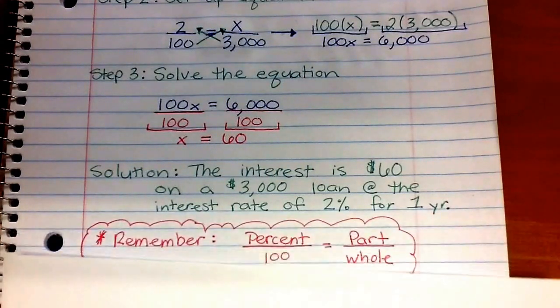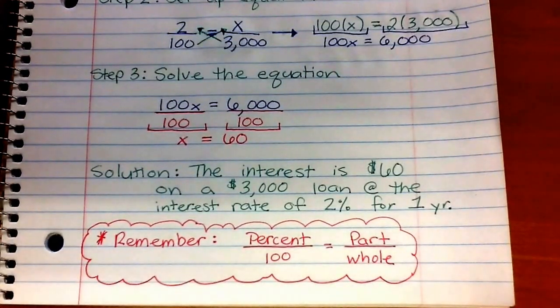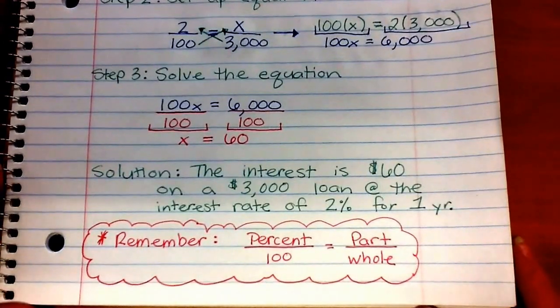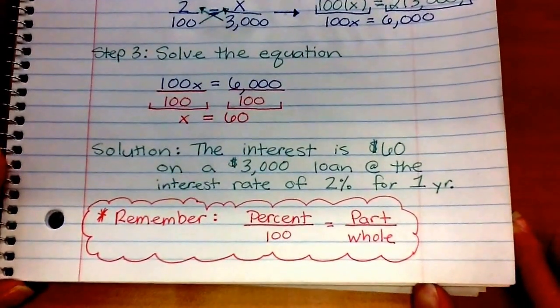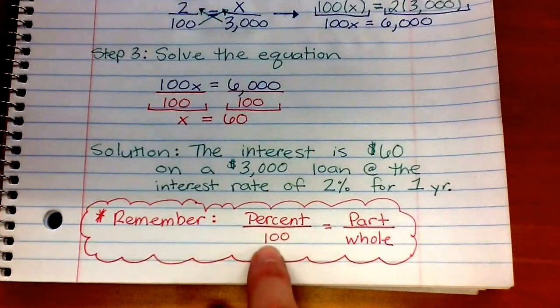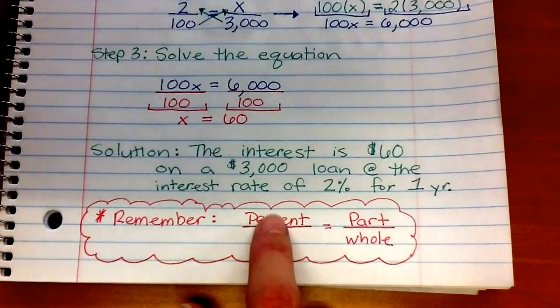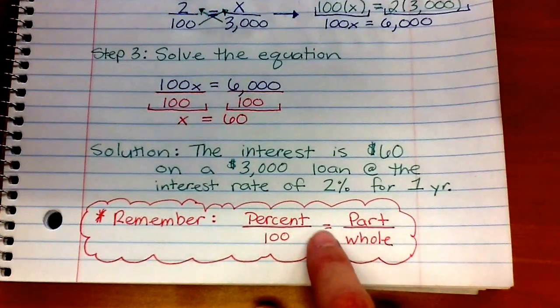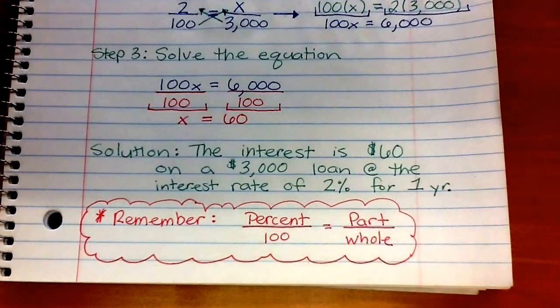I'd like to also reiterate that in order to solve these types of problems, you need to remember our proportion setup, which are equivalent ratios. And we're looking for percent over 100, so per 100% equals part to your whole.